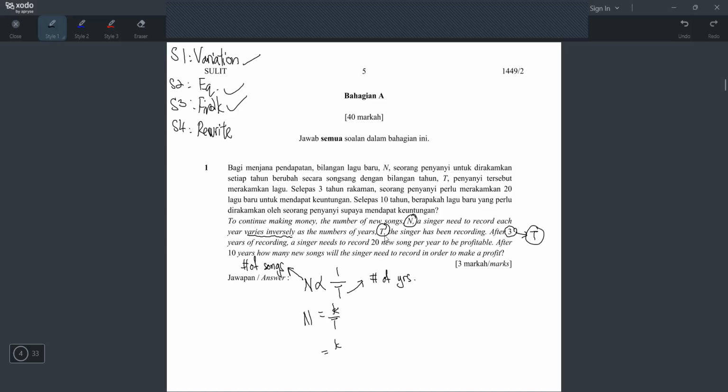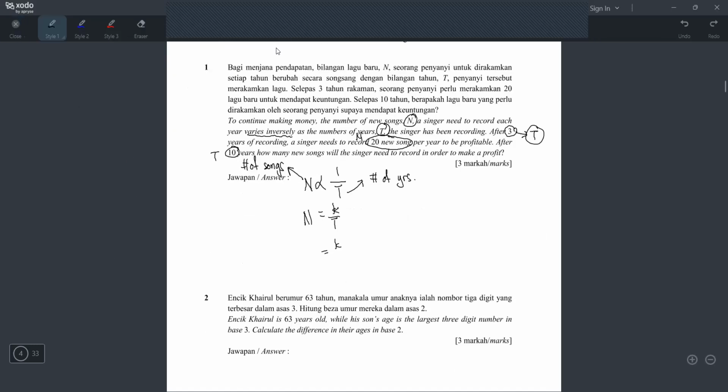A singer needs to record 20 new songs. I think this 20 is the N, right? Because N represents the number of songs and 20 is also songs. So N is 20, T is 3. And then they say after 10 years, how many new songs would the singer need to record in order to make a profit? I think this 10 is also T, right?